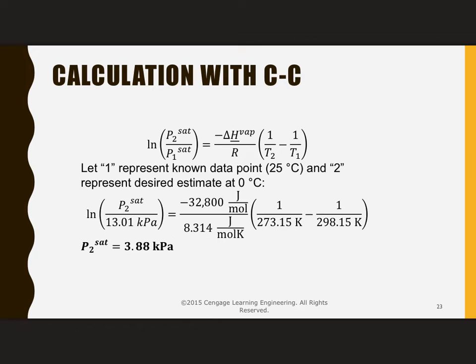For the Clausius-Clapeyron equation, we need to have a fixed data point. We have 25 degrees C, and the heat of vaporization at that point is 32.8 kilojoules per mole. But since R is 8.314 joules per mole Kelvin, we'll use delta H of vaporization as 32,800 joules per mole. Substituting in the temperatures, don't forget that these have to be in degrees Kelvin. I end up with P2 vapor, or SAT, is 3.88 kilopascals.